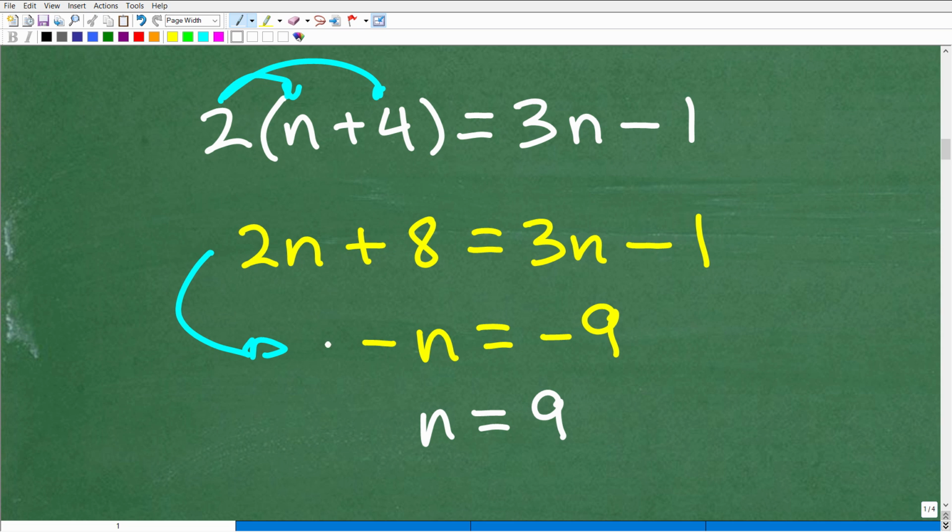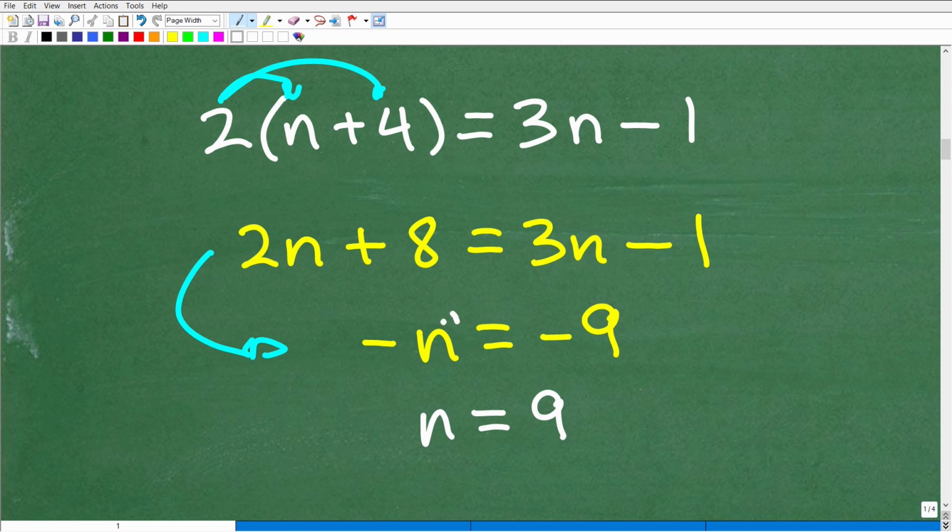So again, hopefully you understand how this equation goes from here. And if you need help with basic equation solving, I have tons of videos on my YouTube channel. But if you want to learn this in a more formal way, I would suggest checking out my pre-algebra course. So negative N is equal to negative 9.